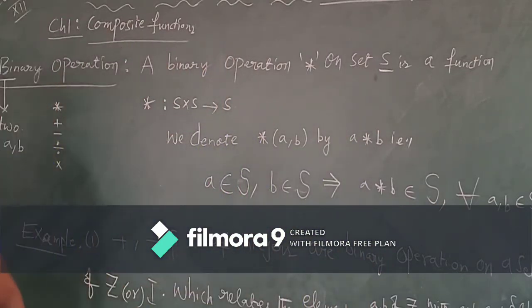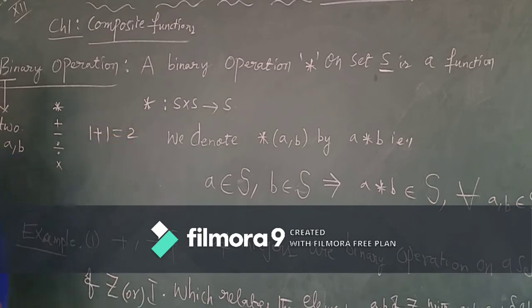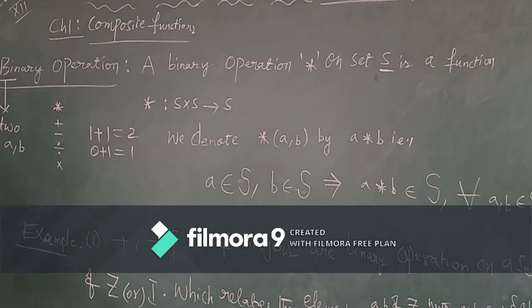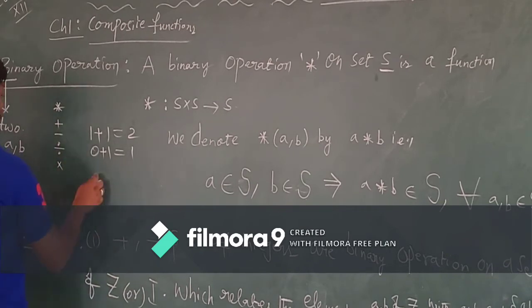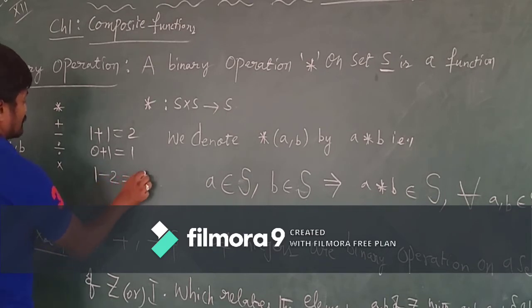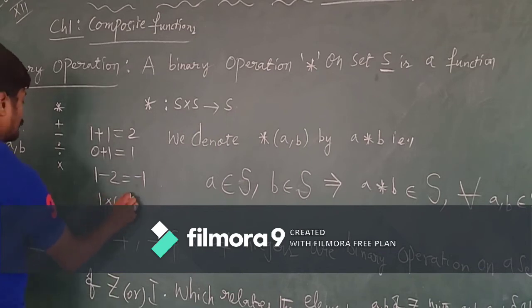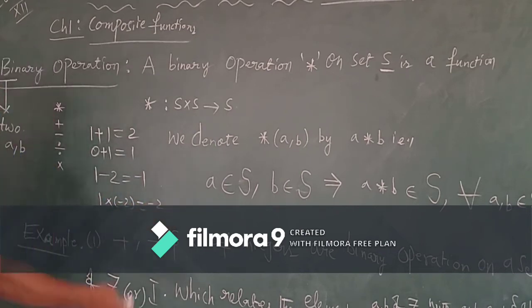Just take one example. For example, 1 plus 1 is equal to 2. That means A is 1, B is 1. 0 plus 1 is equal to 1. Next we are taking some other integers, that is subtraction. 1 minus 2 is equal to minus 1, and then 1 multiplied with minus 2 is equal to minus 2. You are observing that all the results you are getting are integers.